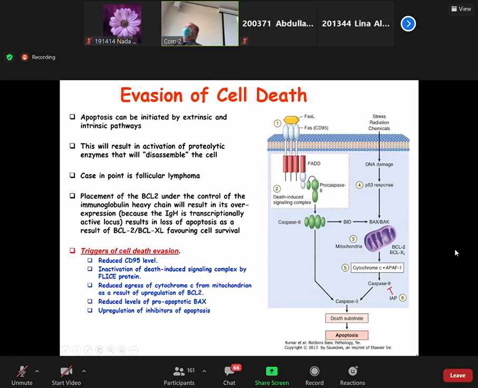Doctor, shouldn't it, to escape from apoptosis, increase the BCL2, not reduce it? This is what I said, that it will increase the BCL2, upregulating the BCL2, and that's going to result in increased resistance of the mitochondrial membrane, allowing less cytochrome C to escape. Okay? Anything else?